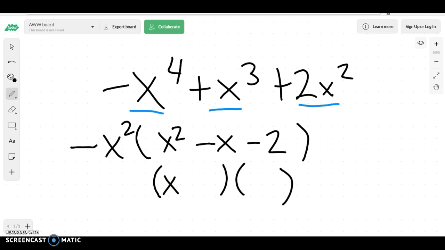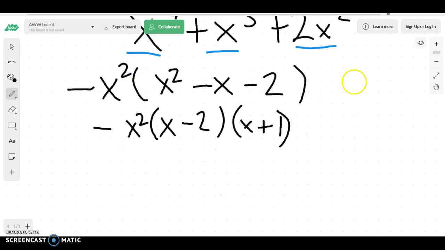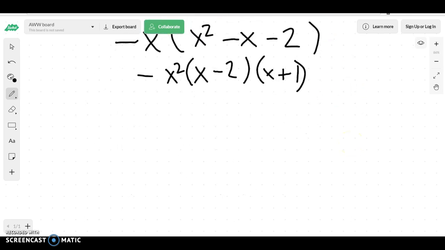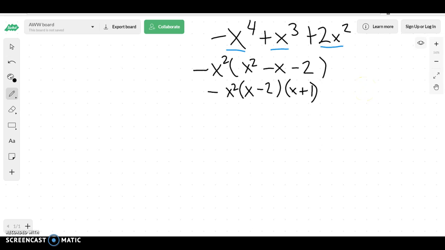Well then, right here, we could look at this and go, okay, that would factor further. That would become x minus 2 and x plus 1. And now we could see that this thing is in factored form. So it's because this thing here is in factored form, we now could make a graph.